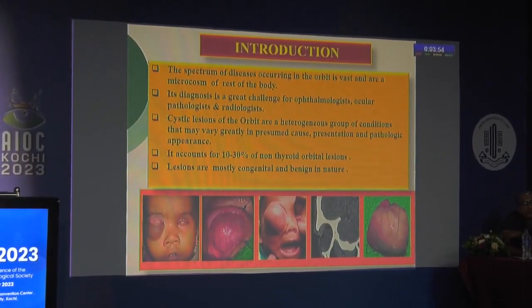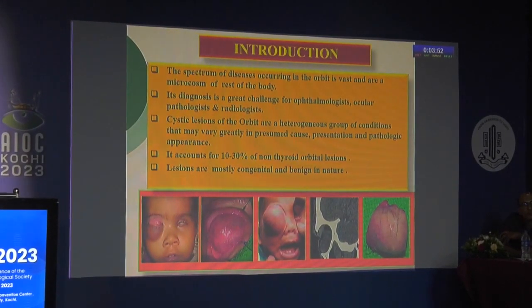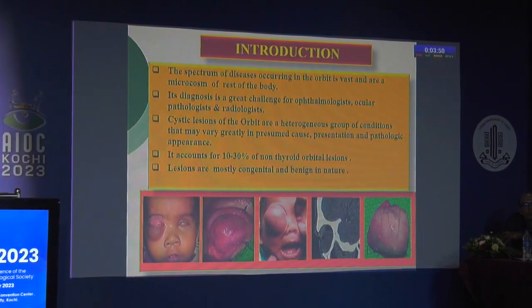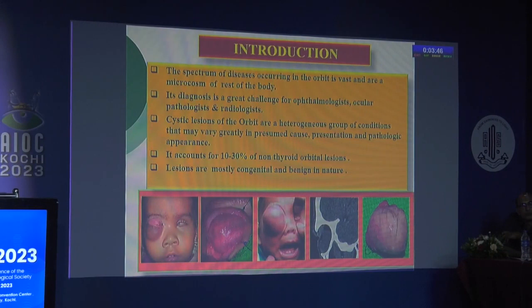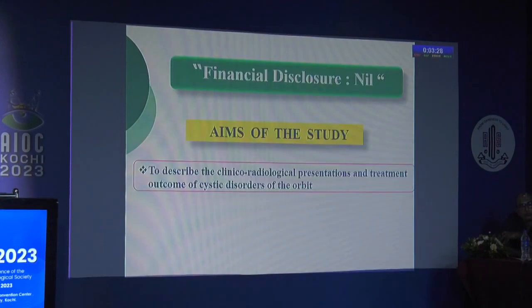Starting with the introduction, the spectrum of disease occurring in the orbit is vast and is a microcosm of the rest of the body. Its diagnosis is a great challenge for ophthalmologists, ocular pathologists, and radiologists. Cystic lesions of the orbit are a heterogeneous group of conditions that may vary greatly in presumed cause, presentation, and pathological appearance. They account for 10 to 30% of non-thyroid orbital lesions. These lesions are mostly congenital and benign in nature.